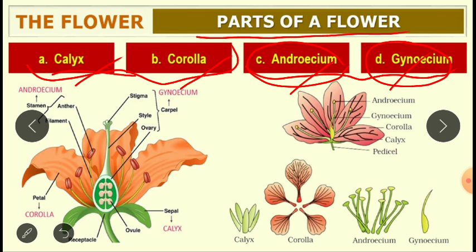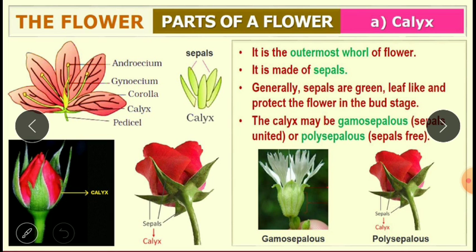Then this calyx and corolla are going to be supporting the reproduction. They are helping the reproduction. And hence they are known as the accessory organs, whereas the androecium and gynoecium are known as the reproductive organs. Now let us study each one of them in detail.